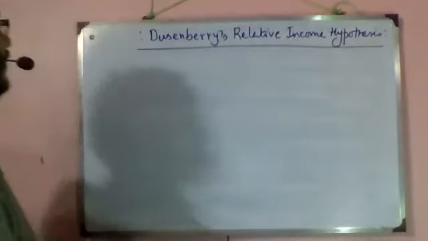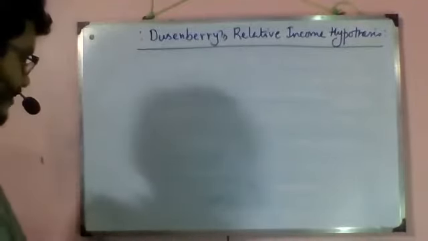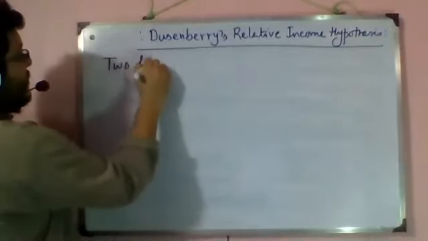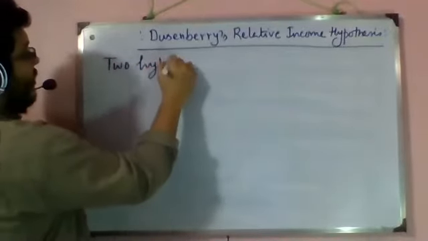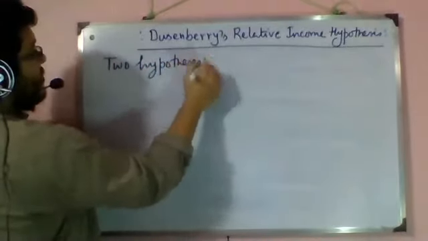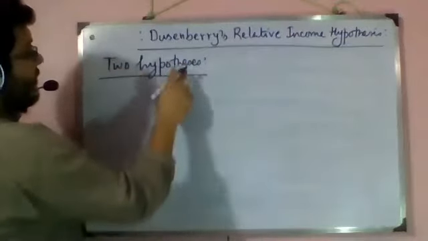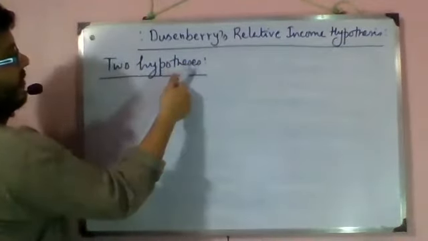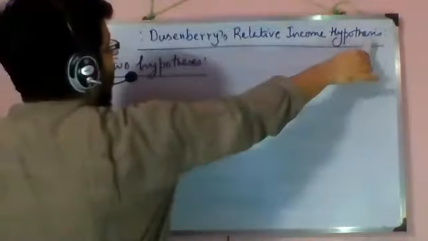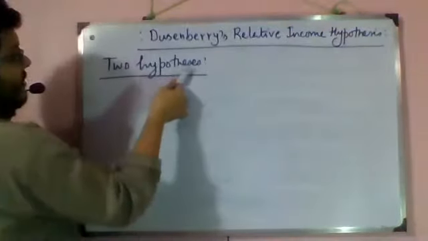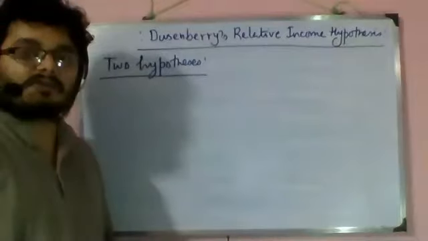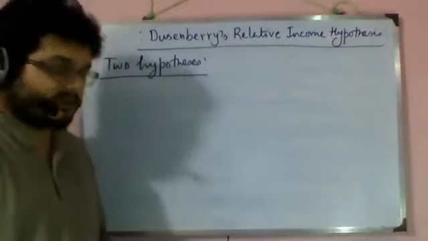Now, in Duesenberry's structure, there are two hypotheses. Just to mention, remember that when hypothesis is plural, I write E here. This is singular, so I, and this is plural, so E. So two hypotheses. We will work on the first one first, and obviously then the second.